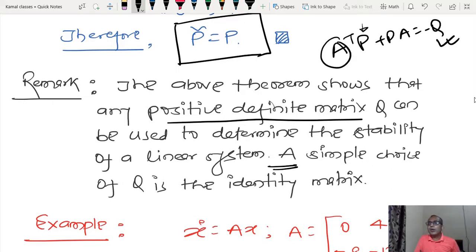So what do you think? What is the simplest choice of Q? Baby Diana, could you please comment? What is the simplest choice? Identity.